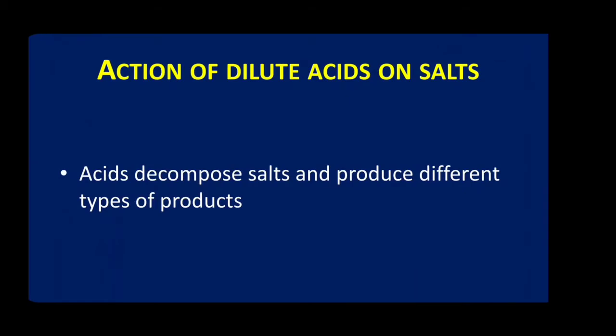Acids decompose salts and produce different types of products. So we are going to see how these reactions are. How do acids decompose various types of salts? Which are the different types of salts we have? We have carbonates, chlorides, nitrates, bicarbonates. Let's see how acid will react with these salts.